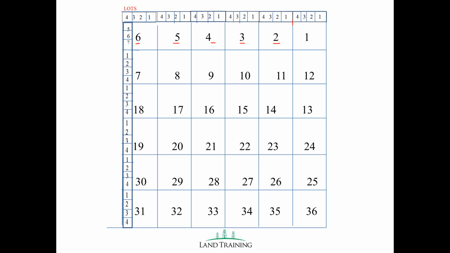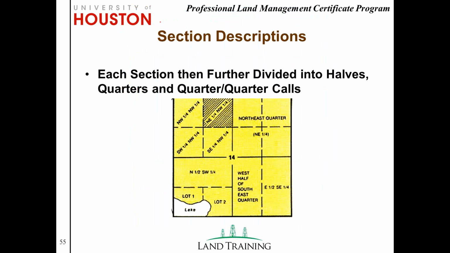All right, so once we have that, now we get to the tricky part. The tricky part is not the sections. The tricky part is not the township and range. The tricky part is the way the legal descriptions are, the way the actual section is divided out. So this is section 14. Each section can be divided into halves, quarters, and quarter calls. So we could divide this in half, or we could divide it into quarters.